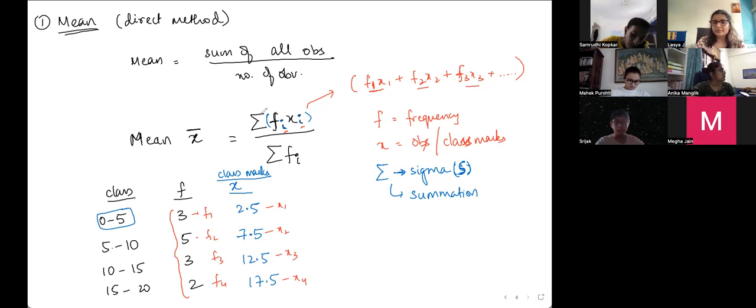So in the formula for mean, if you're adding the summation sigma of fi xi, it means you have to multiply the f and x and add all of them. So your next column will become fx. So fx is f1 into x1. So how much will f1 into x1 come to?